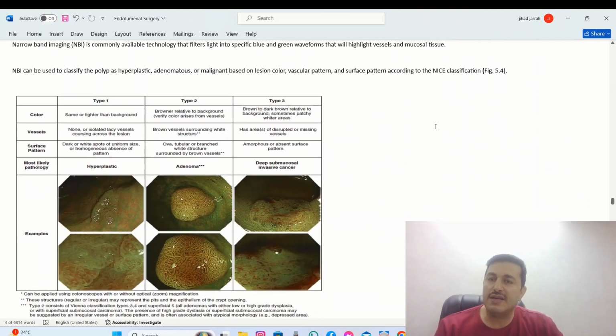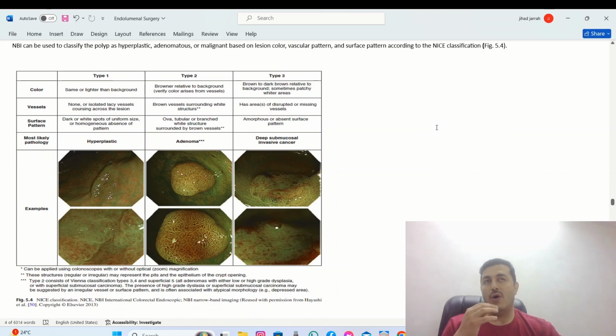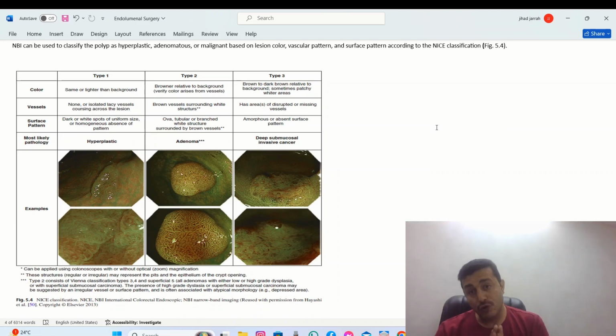Okay, another classification that will help us to determine endoscopically whether this is malignant or not is what we call narrow band imaging.